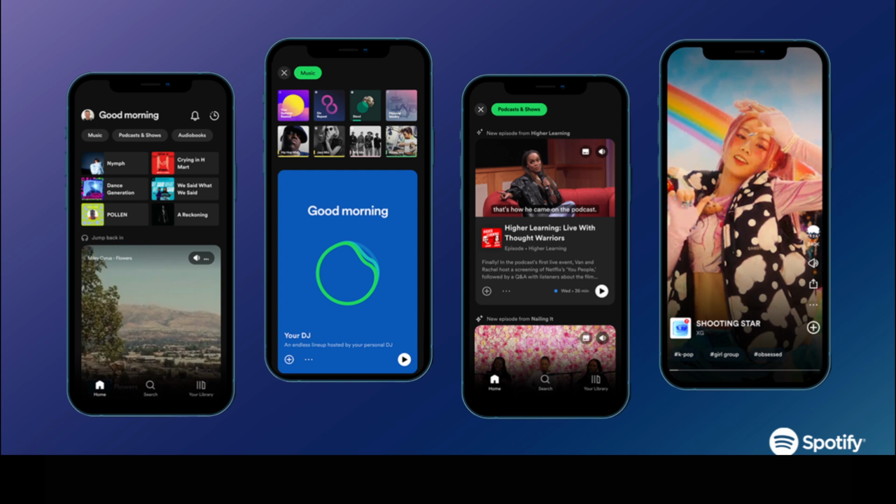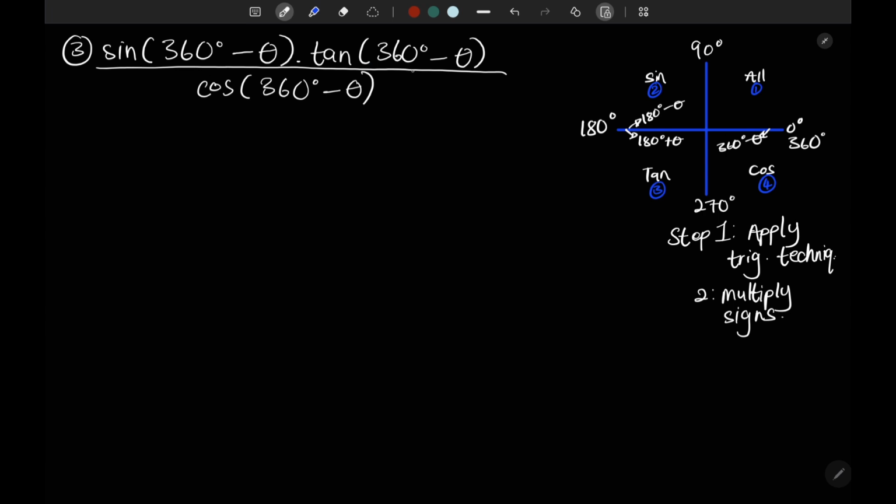Now let's do the third example. It's a fraction. We have sine 360 degrees minus theta multiplied by tan 360 degrees minus theta over cos 360 degrees minus theta. What's the first step? Step 1, apply your trigonometric technique. Let's start with the sine 360 degrees minus theta. Let's locate it on the CAST diagram. There's 360 degrees minus theta. 360 degrees minus theta is in the fourth quadrant where sine is negative. Therefore, your answer should be negative sine theta multiplied by tan 360 degrees minus theta.